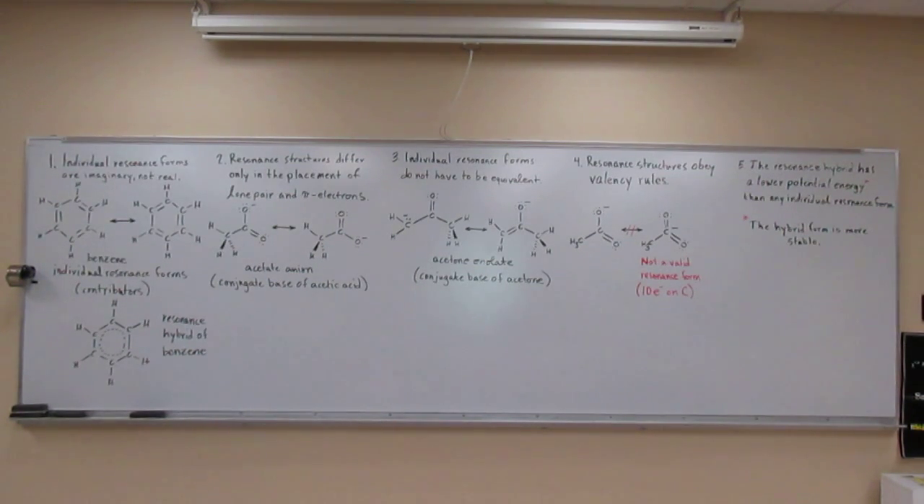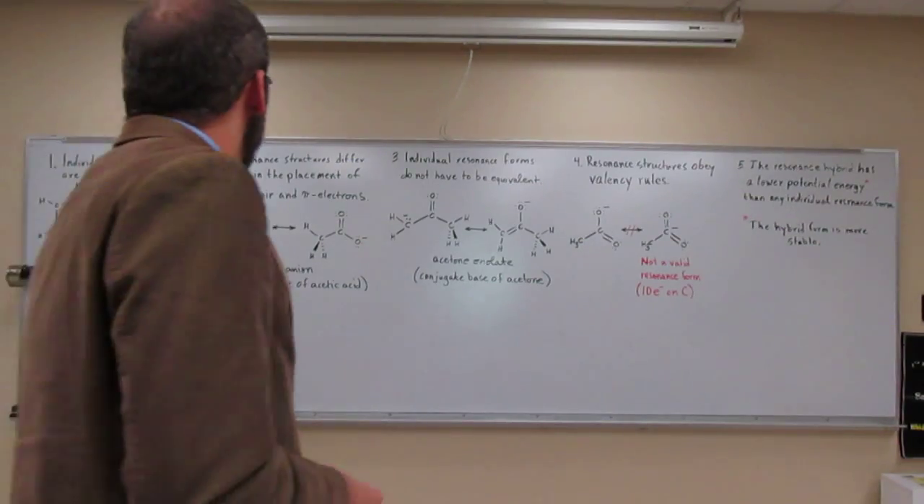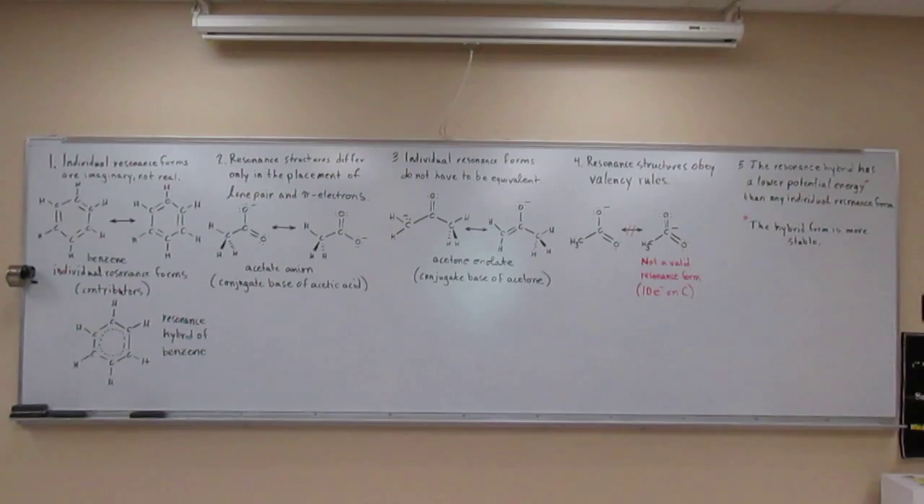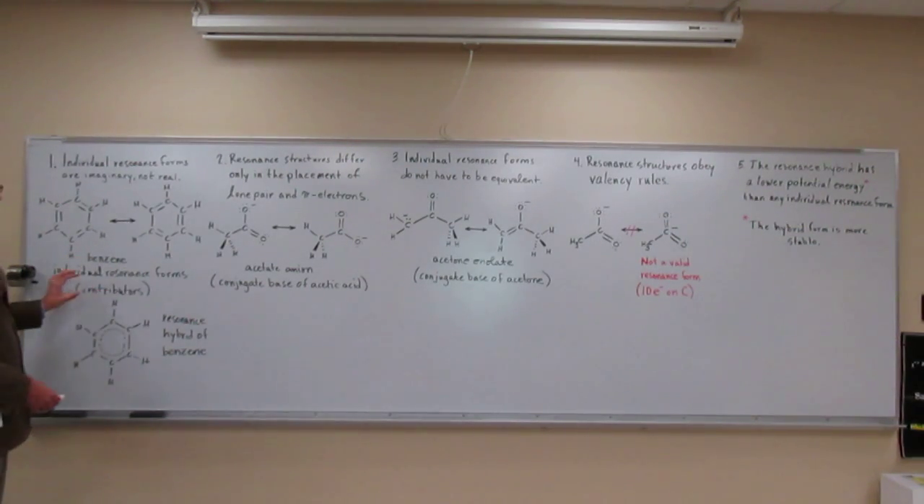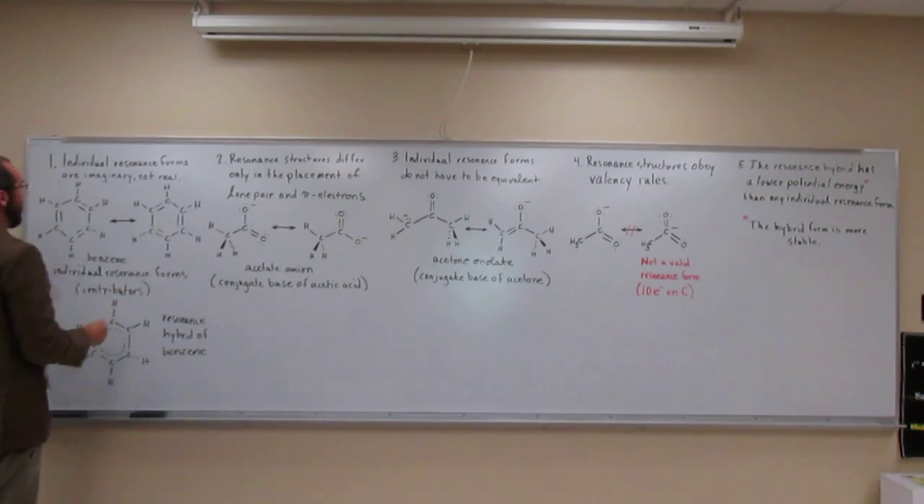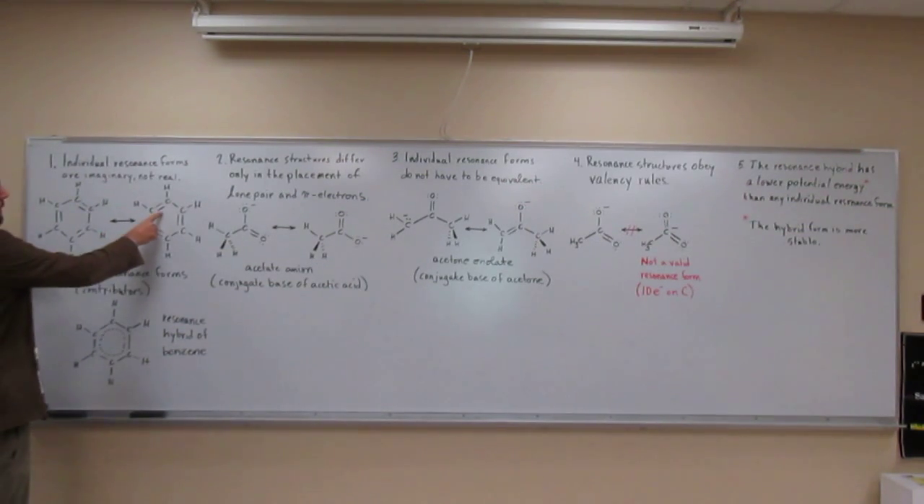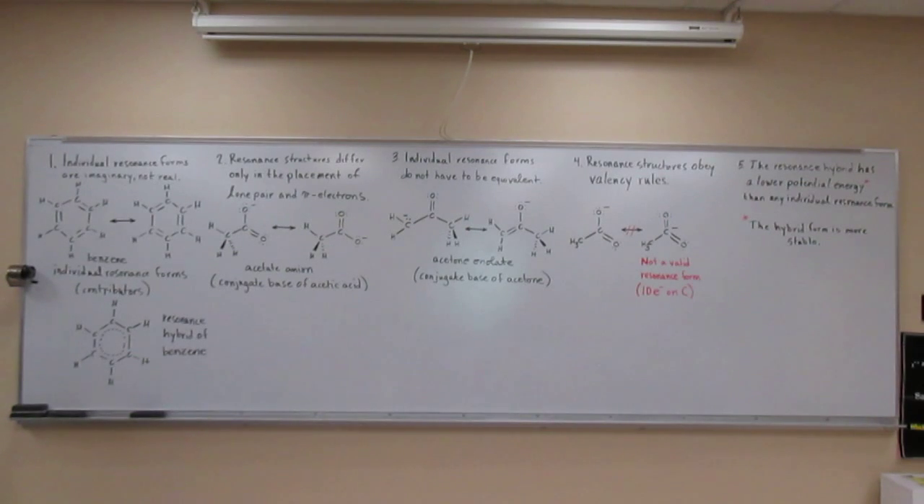So the first rule when you're dealing with resonance is that you've got to remember that individual resonance forms are imaginary, not real. So what I have written here are the two individual resonance forms, or we call those contributors, of the molecule benzene. And what you'll see here is that they have their pi bonds, so the ring with the three pi bonds in it, right? If we look at this structure over here, it's a little bit different, where the pi bonds, or the electrons in those pi bonds, have moved to in between the other carbons, okay? So the carbons that they weren't in between before.